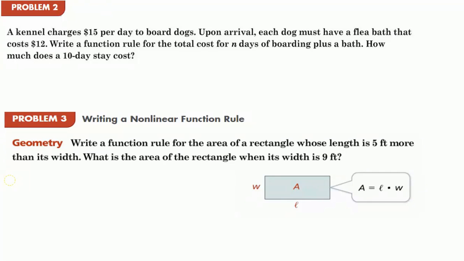Okay, for problem 2, we're going to do the same thing. We're going to write a function rule, but now we're going to solve it based on the information they give us. So for problem 2, a kennel charges $15 per day to board dogs. Upon arrival, each dog must have a flea bath that costs $12. Write a function rule for the total cost for n number of days of boarding plus a bath.